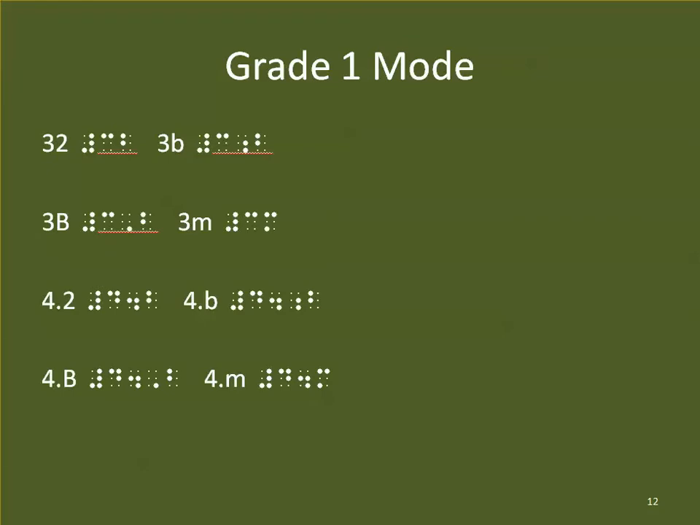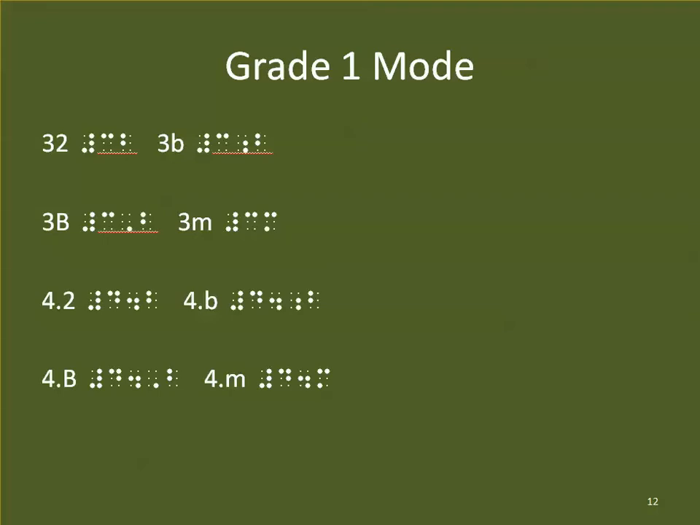Some more examples just to make the point. Starting off with 32, nice regular number. But if we wanted 3B, again, we would need that grade 1 symbol indicator in front of that to prevent it from being read as 32. It's read as 3B.